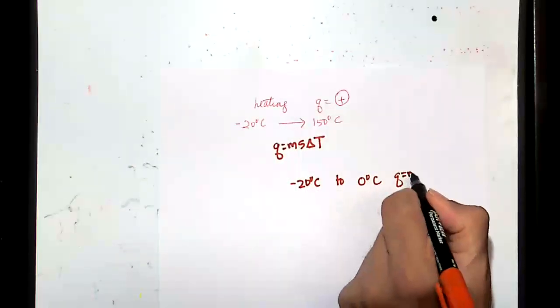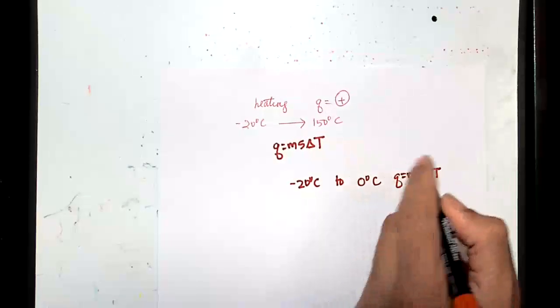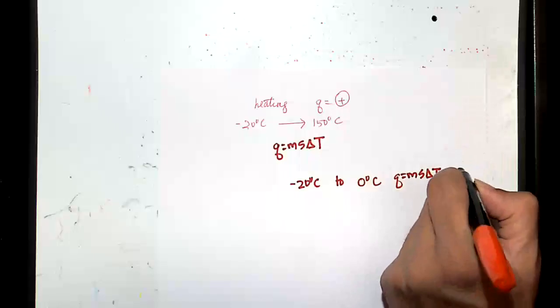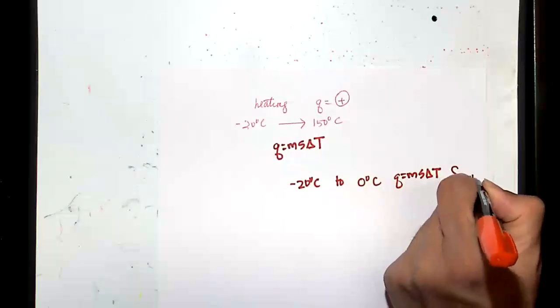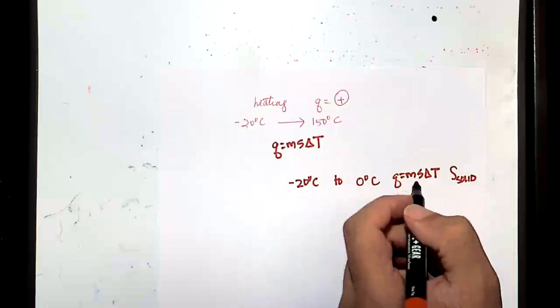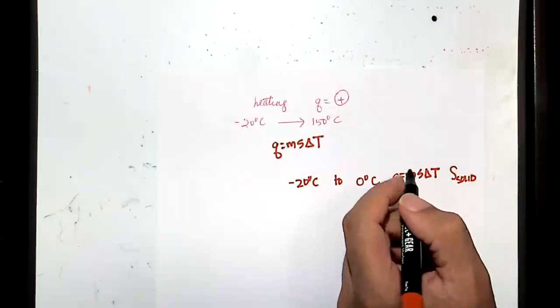Okay, here we'll use Q equals ms delta T. Okay, and then you'll use the specific heat of water as solid. Okay, I'll give you that constant. S is specific heat.